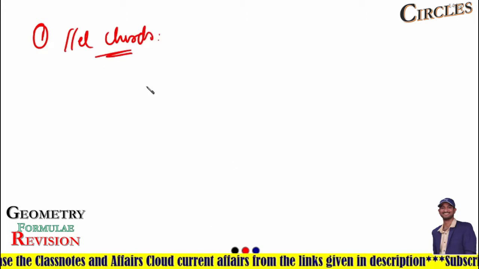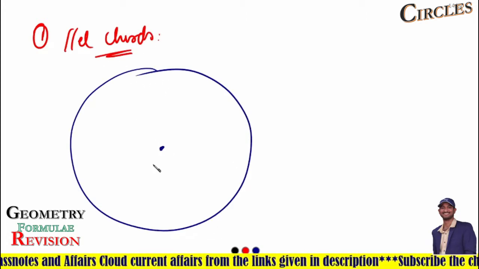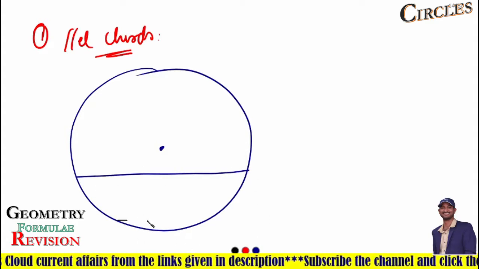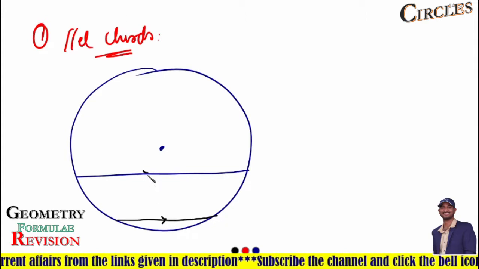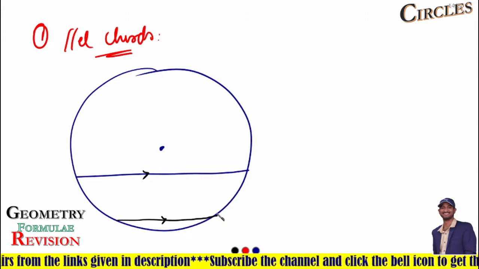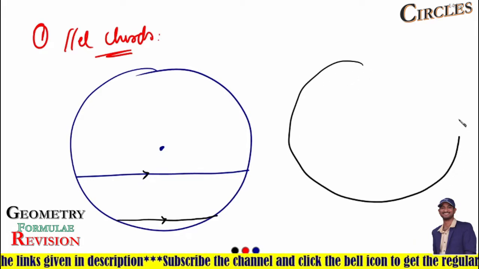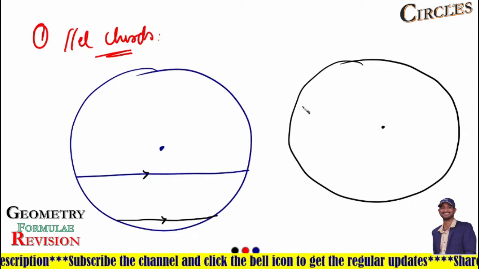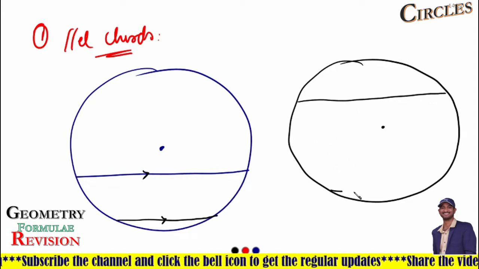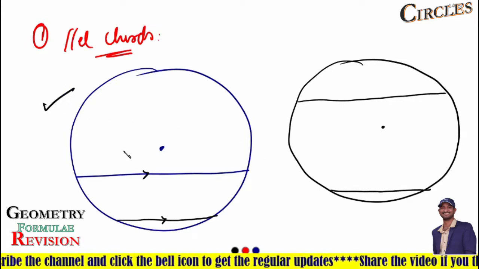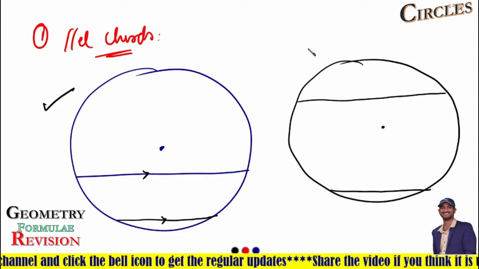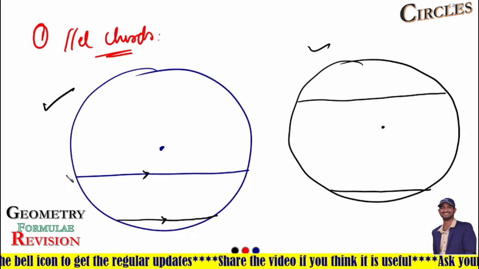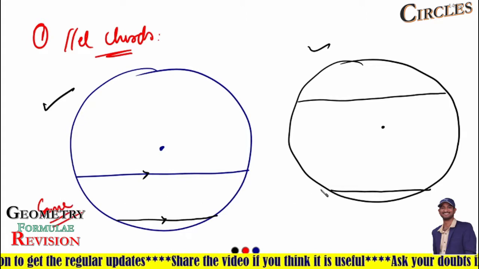Parallel chords means the chords never intersect. Suppose it is one chord and it is another chord, these two are parallel to each other. In parallel chords we have two types. What are those two types? Chords are on the same side of the center, or chords are on either side of the center. In the first case they are on the same side of the center. In the second case they are on either side of the center.